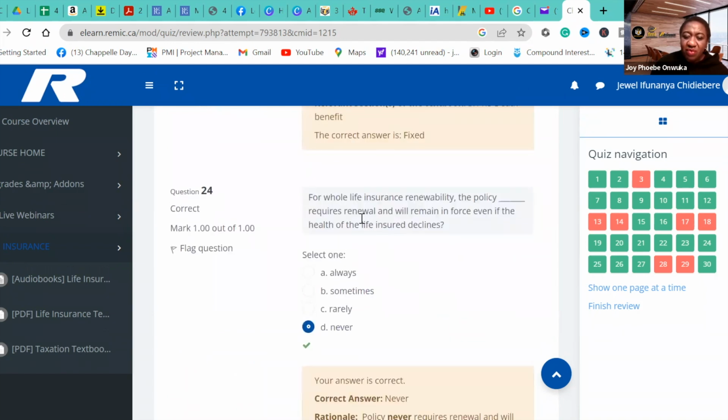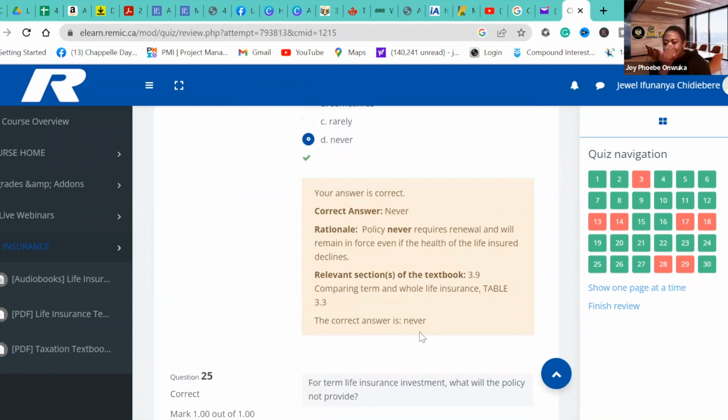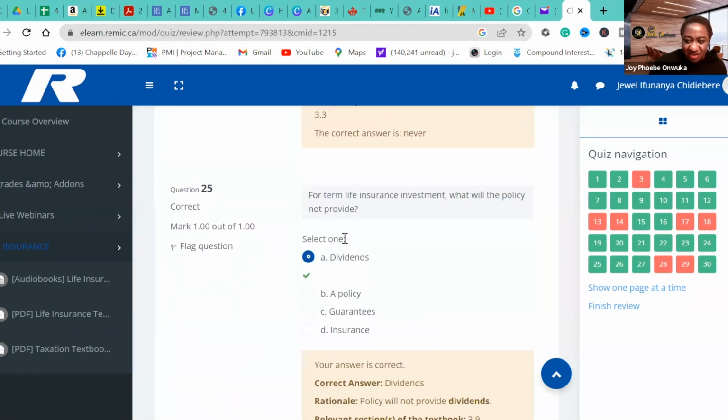24. For the whole life insurance renewability, the policy requires renewal and will remain in force even if the health deteriorates. Never. Whole life never needs renewing. You have it for life. You see? Here, look at the rationale. Policy never requires renewal and will remain in force even if the health of the life insured deteriorates. You got it? All right, moving on.